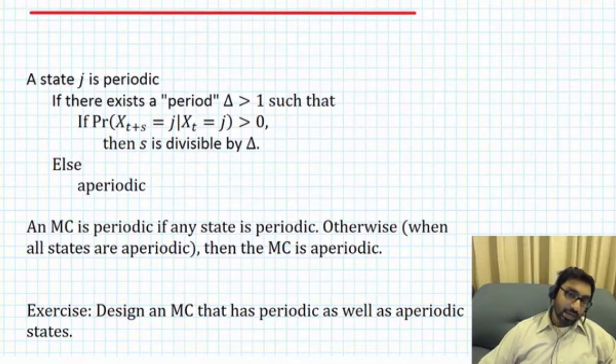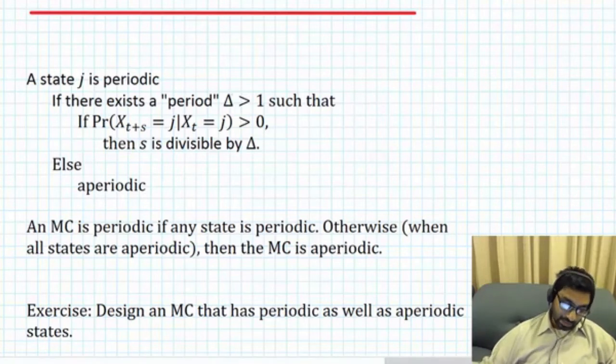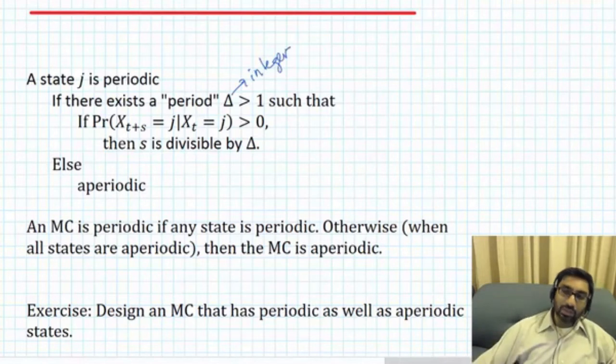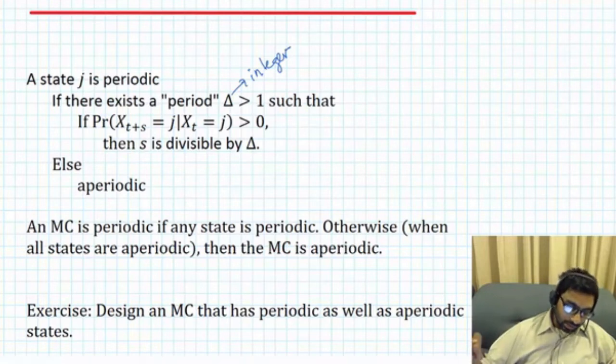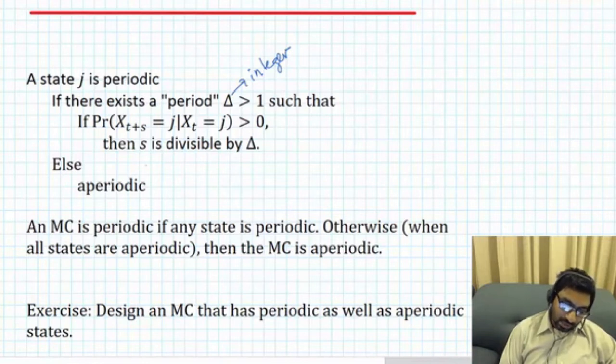A state j is said to be periodic if there exists a period delta, which is an integer strictly larger than 1, such that if the probability, given that you were at j at time t, that you would be at j again at time t plus s is greater than 0, then this s is divisible by delta.